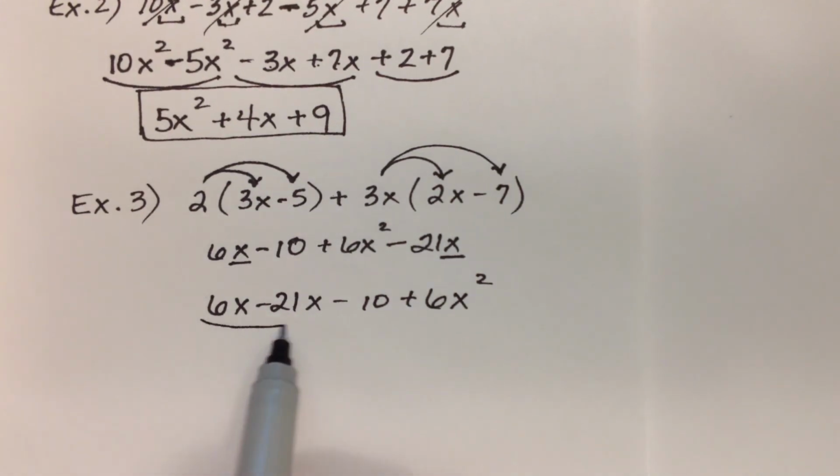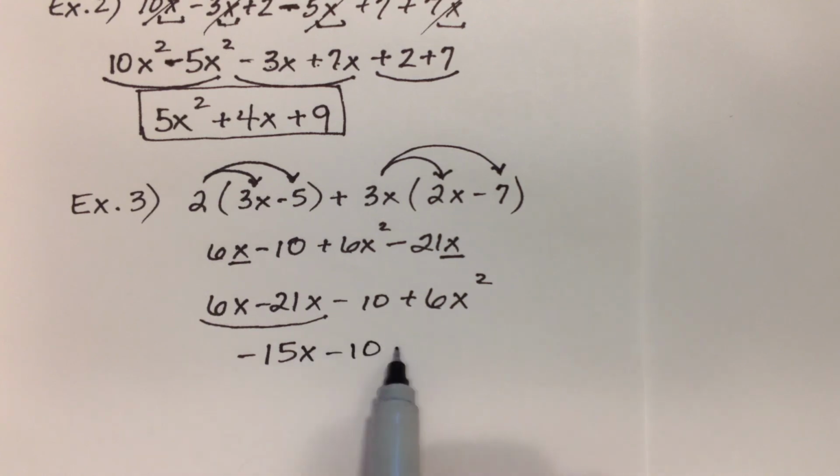So when I go ahead and combine these like terms, they both have x's, so I'm just going to add or subtract their coefficients. So 6 minus 21 is a negative 15x. Nothing else changes, so it all comes along for the ride.